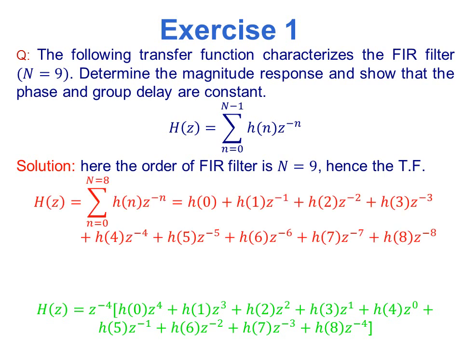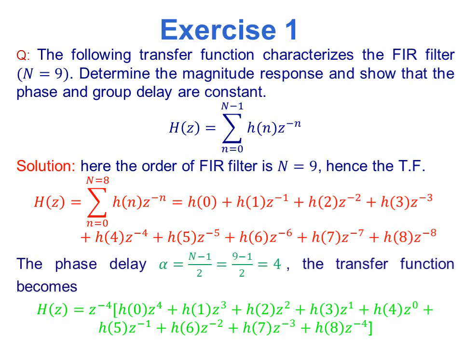and hence I can write the transfer function H(z) is equal to the summation over the range 0 to 8 of h(n) z raised to minus n. So this is equal to h(0) plus h(1) z inverse plus h(2) z raised to minus 2 plus h(3) z raised to minus 3 plus ... plus h(7) z raised to minus 7 plus h(8) z raised to minus 8. So this is the ninth order filter, and one can write its transfer function H(z) with coefficients h(0) to h(8).